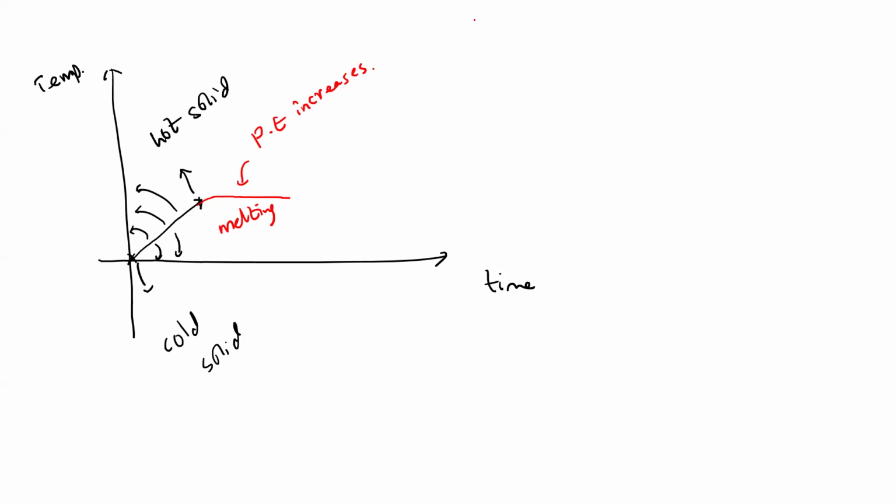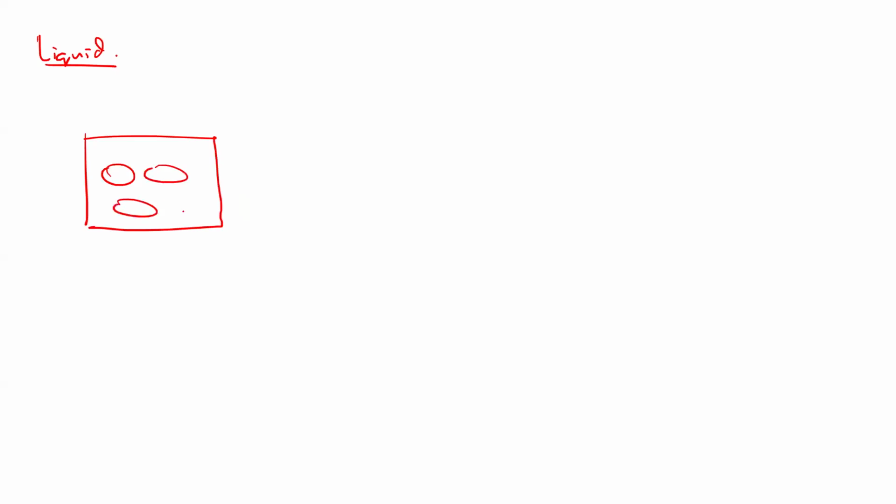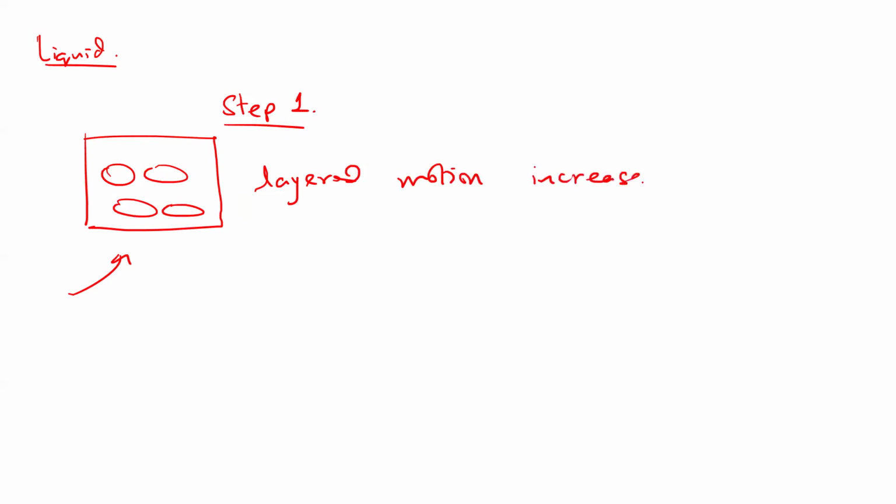Now, the same happens with a liquid, and the same happens with a gas. So step one, if we have a liquid, let's sketch a liquid molecule. So let's say that's liquid particles. Once you start to heat this up, what happens? The layered motion increases. That means you see particles basically flipping among the layers. Layer one is moving up, layer two is moving down. That's what's happening.